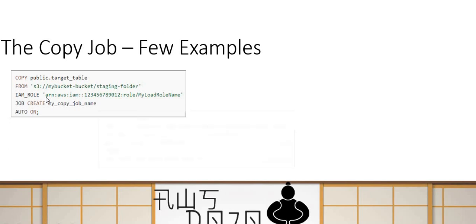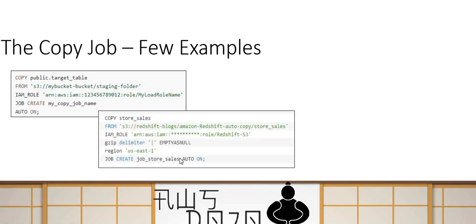Another example where you can see a more elaborate copy command. So I'm saying, okay, data from this bucket folder goes to this table using this role. It's zipped data. Delimiter is this one. I'm not very sure what empty as null exactly means, I need to see the documentation. It's working in this particular region. So you see, it is a more elaborate copy command with some more configuration information.